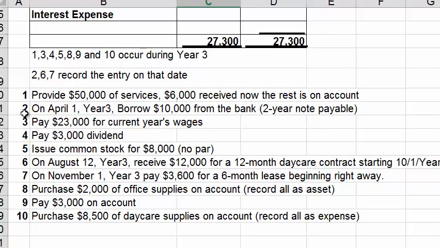So if we look back to our story, on April 1st of year 3, Sample Daycare borrowed $10,000 from the bank. It was a 2-year note payable. So we borrowed $10,000 on April 1st. The note has a 12% interest rate, and time has passed. What kind of adjusting entry could we be talking about there?